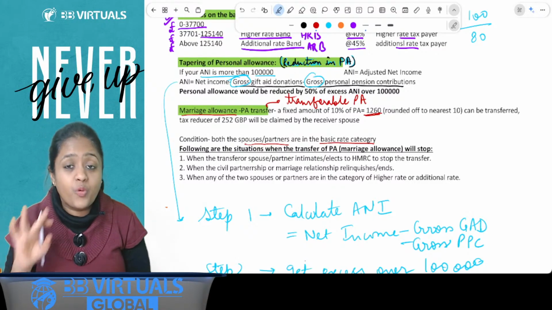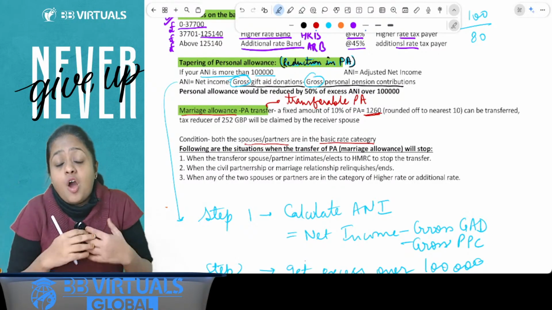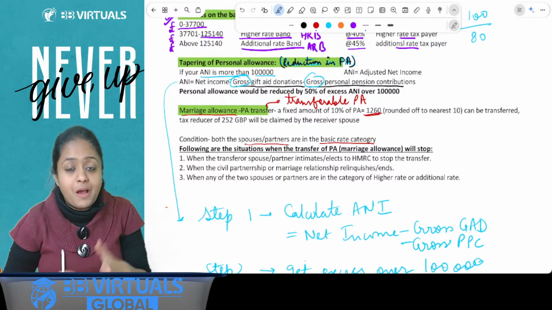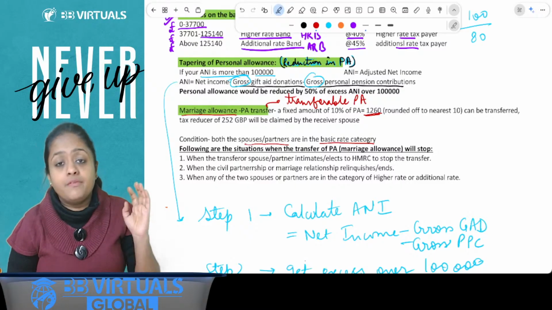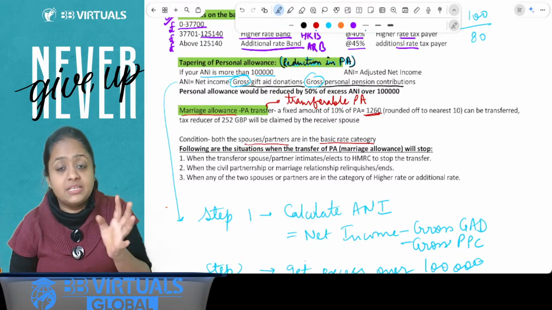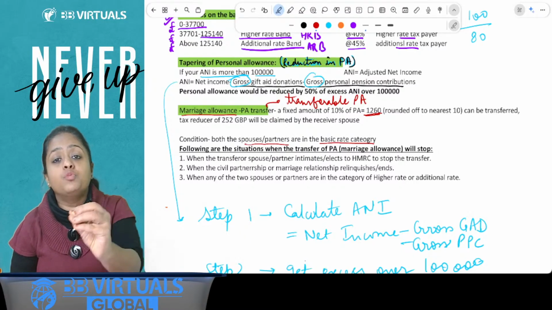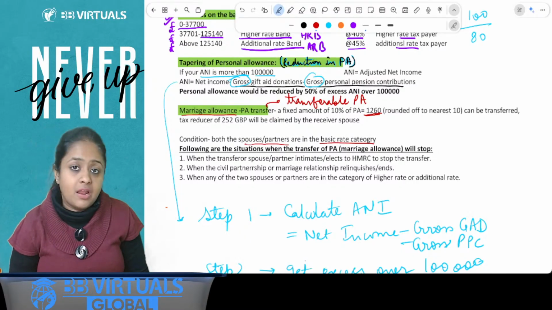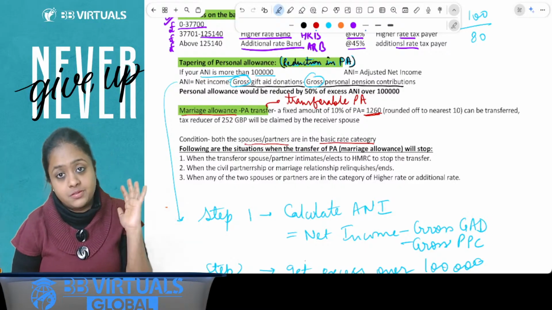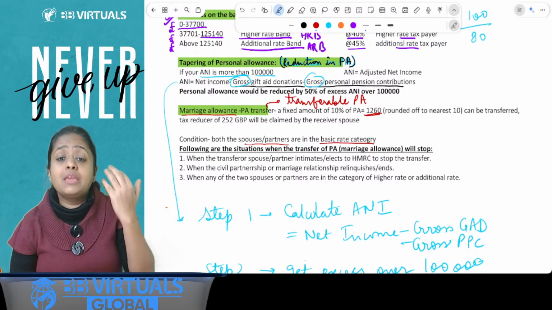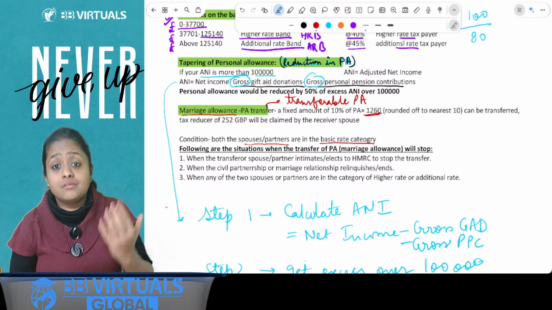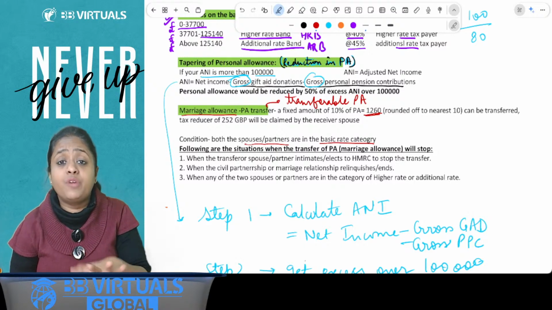Another point, how will this start? The spouse who wants to transfer PA will make an application to HMRC that look, I want to transfer PA to my spouse. HMRC will allow it and the PA will be transferred. And then it will keep on transferring every year. You cannot take it only for 1 year.